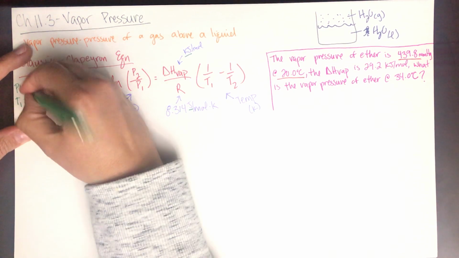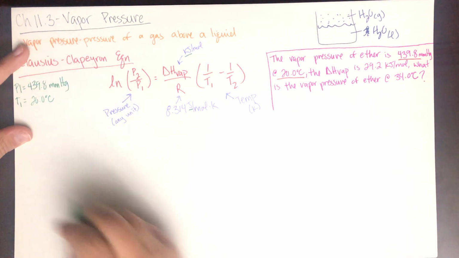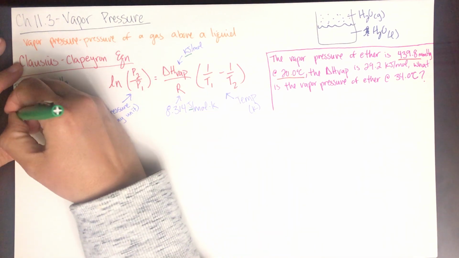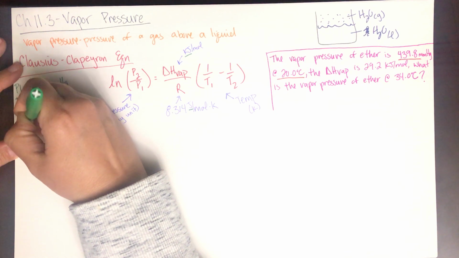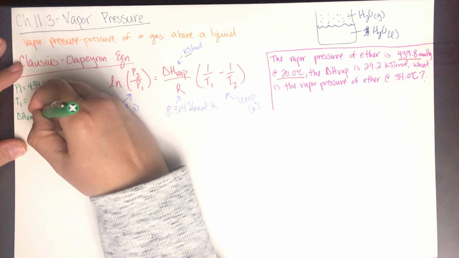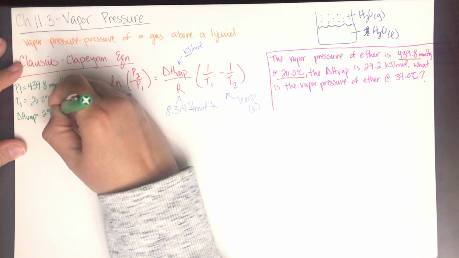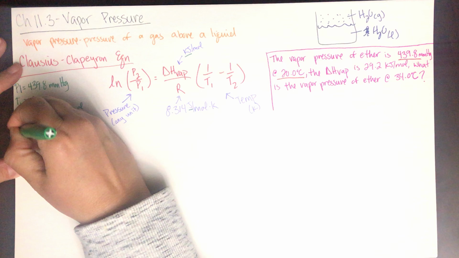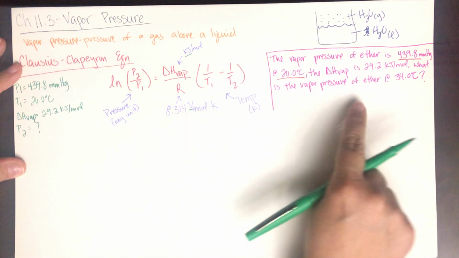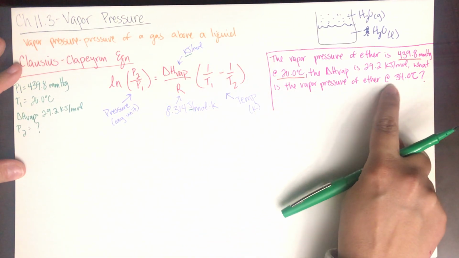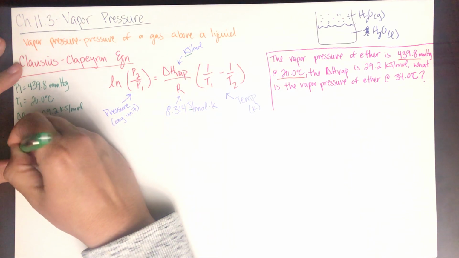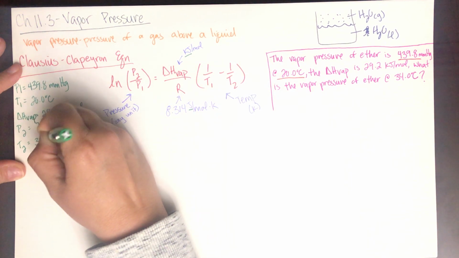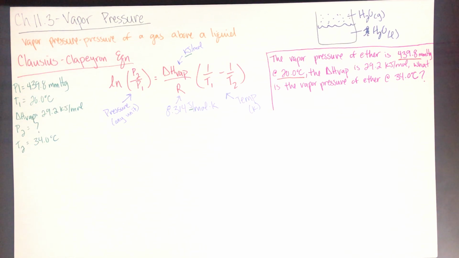T1 equals 20.0 degrees Celsius. It says the heat of vaporization is 29.2 kilojoules per mole. It says, what is the vapor pressure, P2, what is the vapor pressure at 34 degrees Celsius? T2 is 34.0 degrees Celsius. So now I have everything that I need for this equation. I know R, so I've got everything I need.